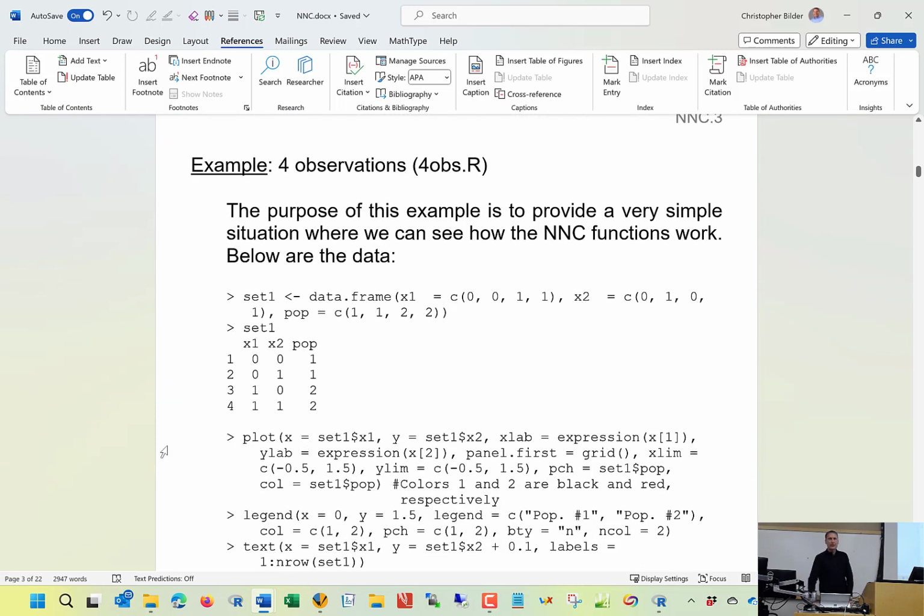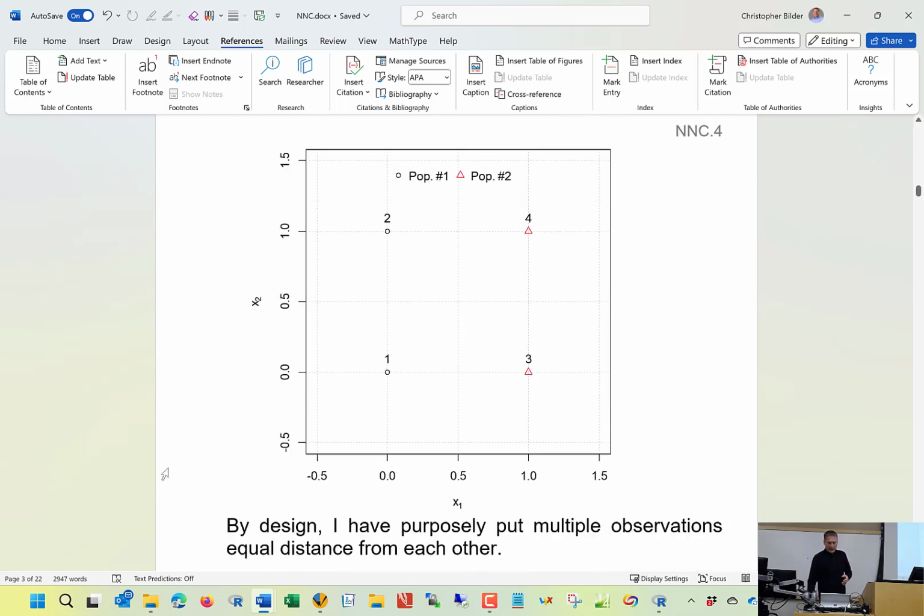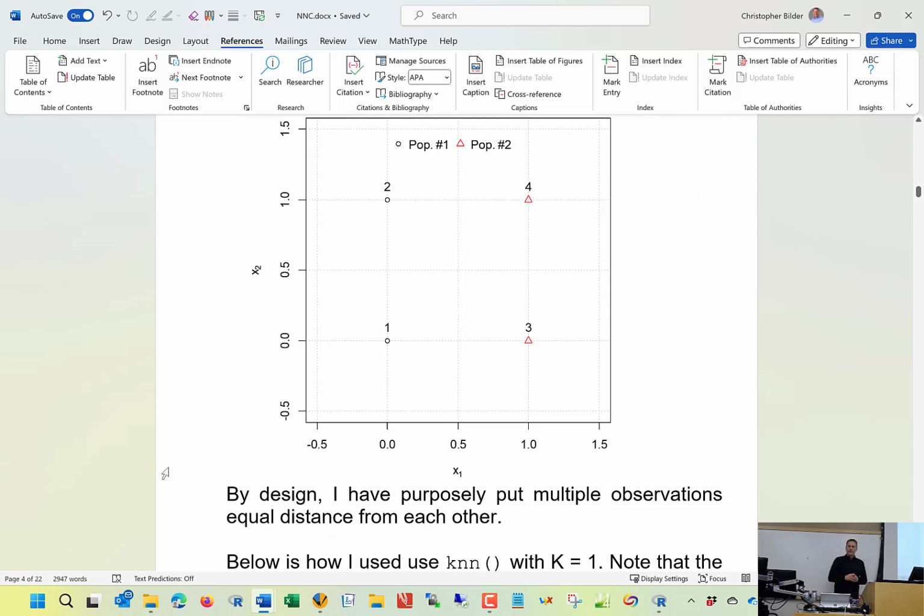Okay, so let's look at a simple example so that we better understand exactly how these two functions work. So we simply have 4 observations. I put these 4 observations into a data frame called set1. 2 observations are from population 1, and 2 observations are from population 2. Here's a plot of these observations. I purposely chose these observations in a way such that the distance between 1 and 2 is exactly the same as the distance between 1 and 3, and you can see similar distances throughout. Essentially, we're forming a square.